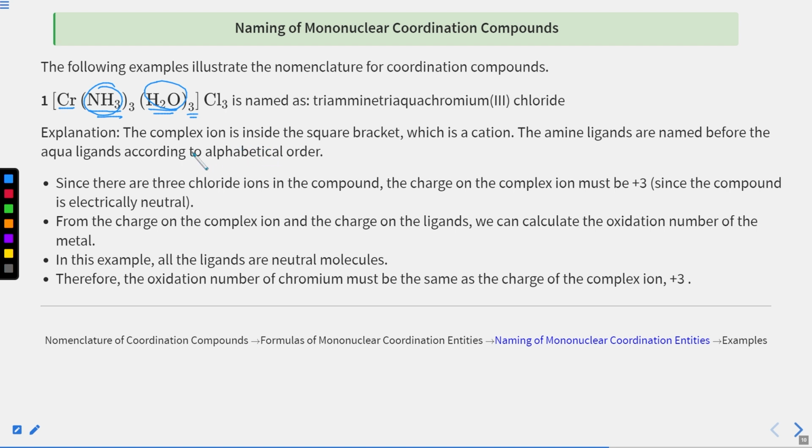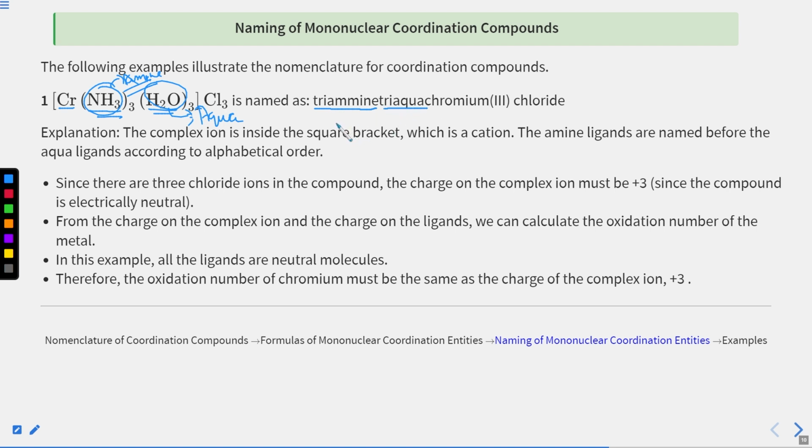So for ammonia, we'll name it as ammine, not ammonia. And water will be named as aqua. So who comes first? Both have an A, so we will move to the next letter. It is M, KLMNO, so ammine comes first. So first we'll write ammine. How many ammines are there? Three ammines, so triammine. Then we have aqua. How many aqua? Three aqua, so triaqua.